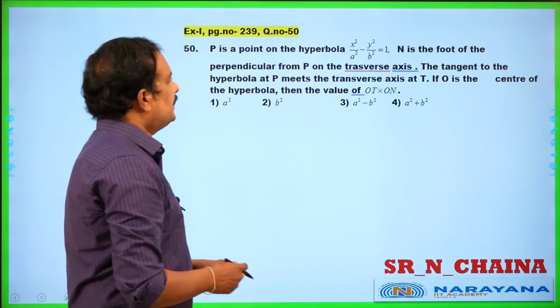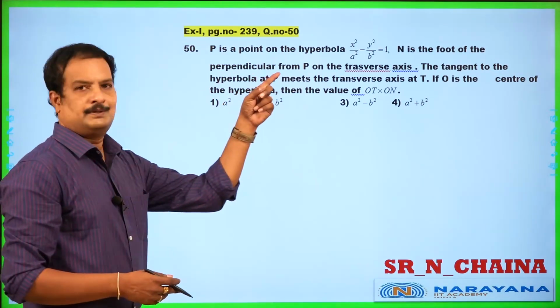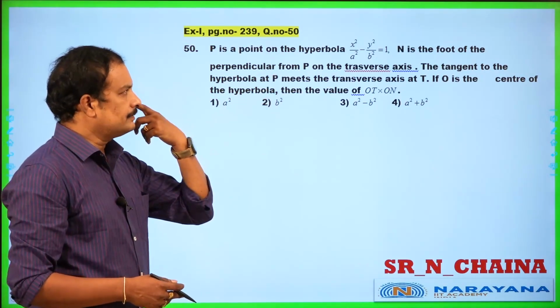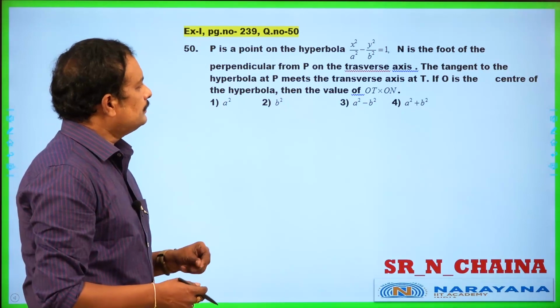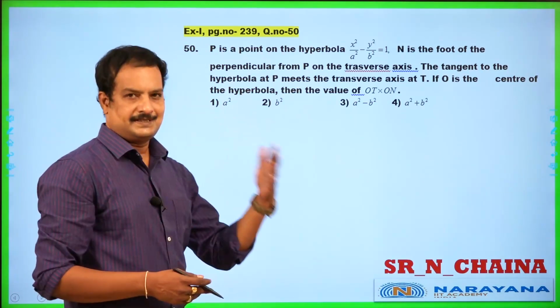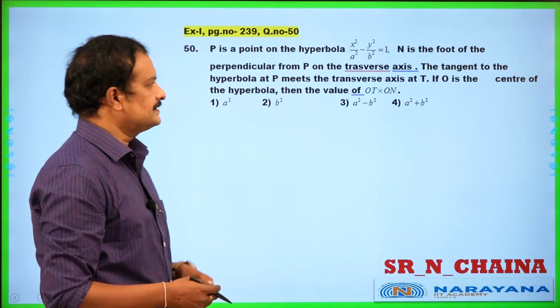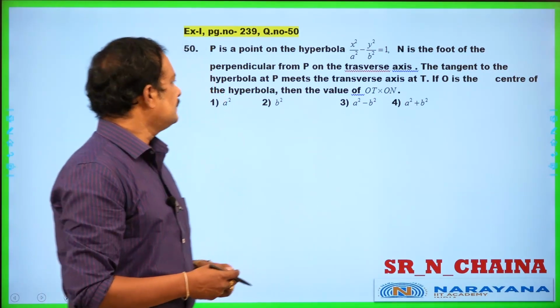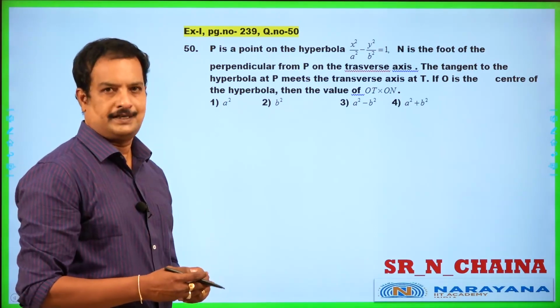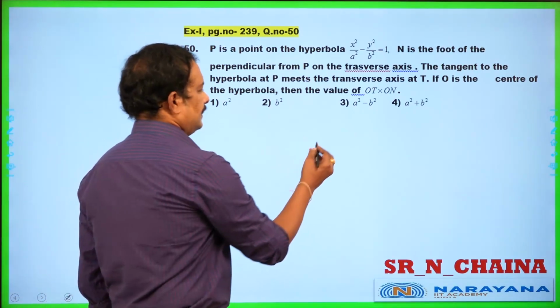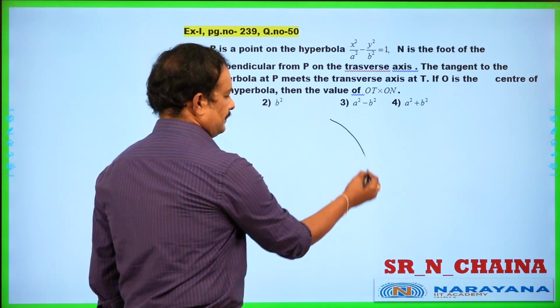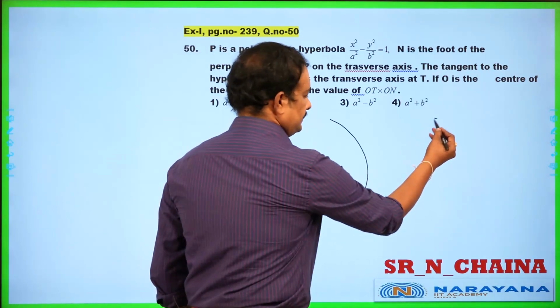P is a point on the hyperbola x square by a square minus y square by b square equal to 1. N is the foot of the perpendicular from P on the transverse axis. The tangent to the hyperbola at P meets the transverse axis at T. If O is the center of the hyperbola, then the value of OT into ON is. Let us take the hyperbola. So this is the hyperbola I have taken. Please go through this one.